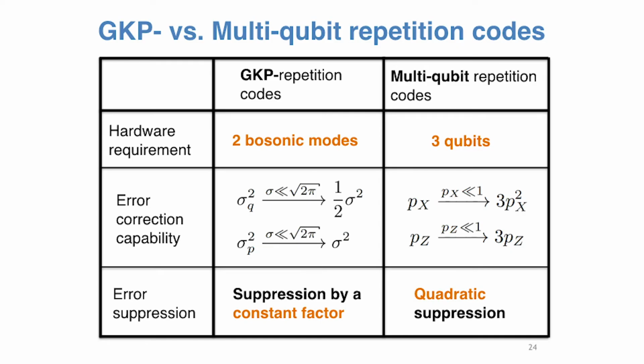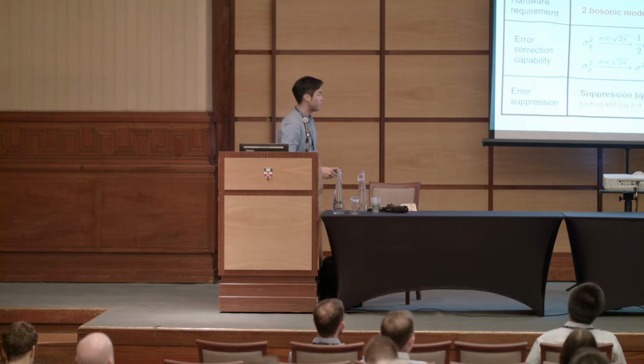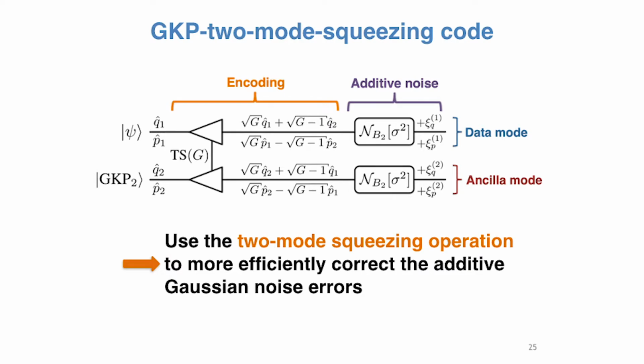And then if we further compare this with the qubit case, we have slightly more hardware efficiency in the bosonic case because even 2 bosonic modes are sufficient to suppress the error. But what's not nice about this is that we only have a constant factor suppression instead of the quadratic suppression. So although we have slightly more hardware efficiency, the error correcting capability is not as good as the qubit case. So I then went one step further, and I tried to get the same quadratic suppression by using some other technique.